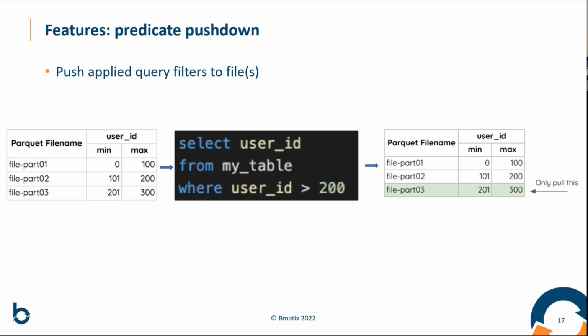So we have here our 3 Parquet files, just generically named file part 1, file part 2, file part 3. The first file contains a minimum value of 0 for the user ID and a max value of 100. 101 for the second file as a minimum value, the max value is 200, and 201 for the third file, and 300 as a max value. So this is where the metadata comes in, because it stores these min and max values along with the files for the user ID column in the metadata.